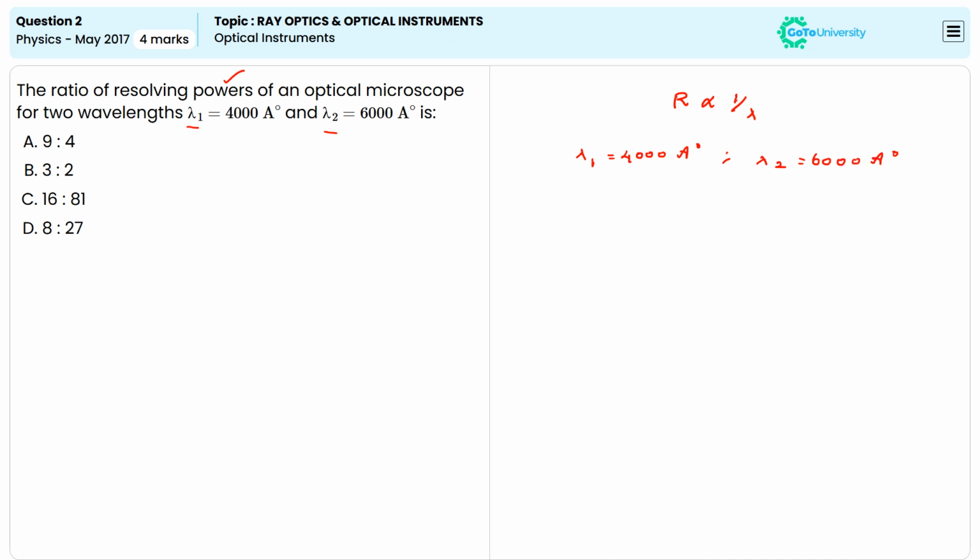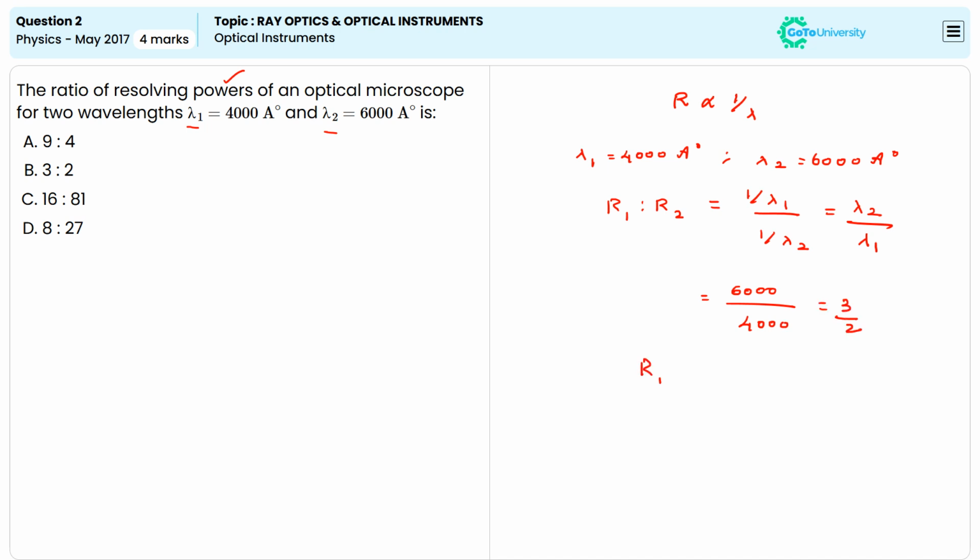So here we can write the ratio of resolving power as R1 is to R2. So here we can write R1 is to R2 will be equal to 1 over lambda 1 divided by 1 over lambda 2 because they are inversely proportional. So again it can be written as lambda 2 divided by lambda 1. Now we can apply the values. So 6000 divided by 4000 which will be equal to 3 divided by 2.